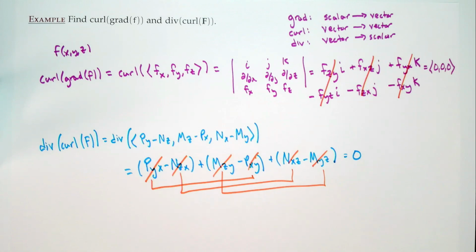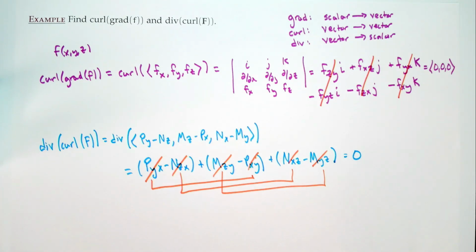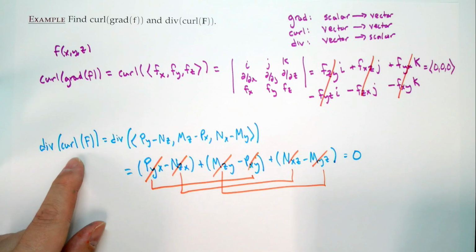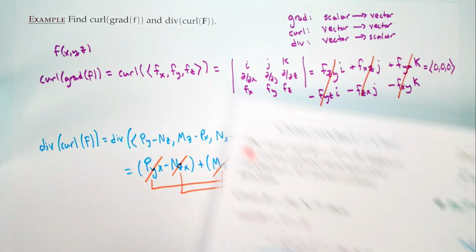So somehow, when we do curl of gradient or divergence of curl, we get 0. Now, this is actually a beautiful mathematical tool, and it's a very nice fact. Now, how can we use it? Well, remember, I said, how do we know if our curl is right? One way to check if your curl is right is to check the divergence. It's always got to be 0.